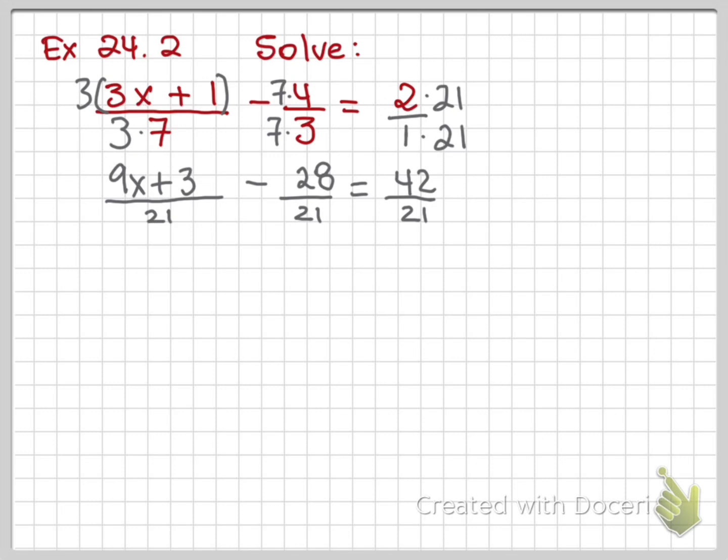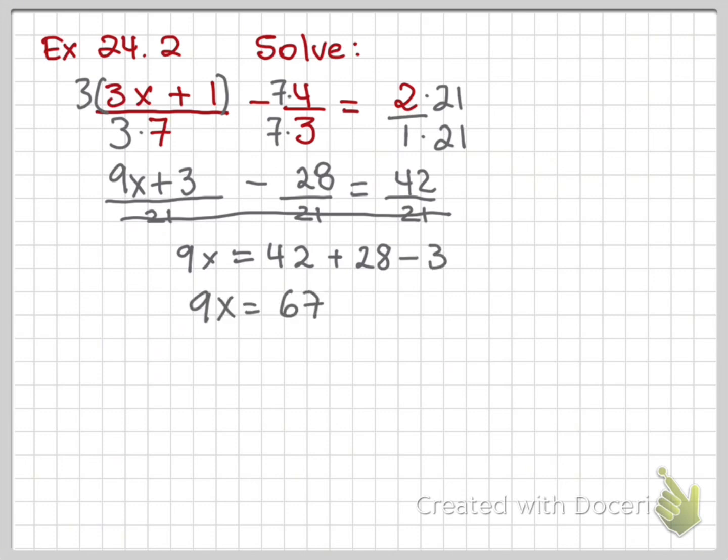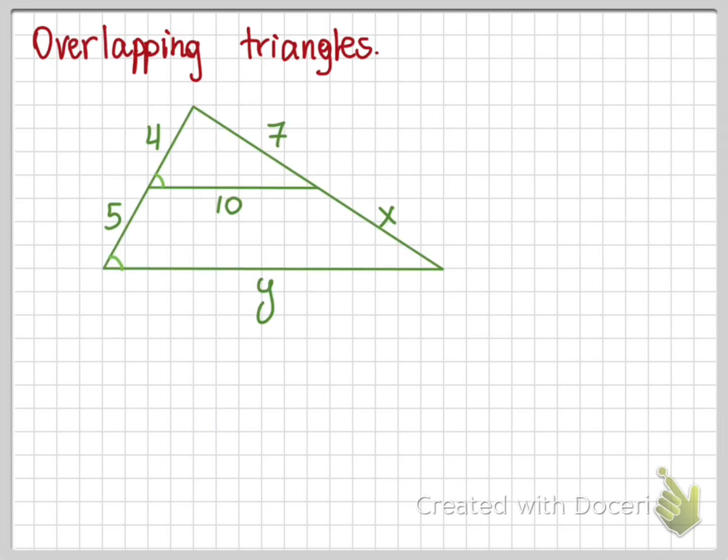And again, since we have the same denominator, we can cancel. So now we have 9x equals, and we're going to pass the 28 that is subtracting to add, and the 3 that is adding to subtract. So we get 67, and then the 9 that is multiplying goes to divide. And our answer is 67 over 9. Very, very simple exercise.